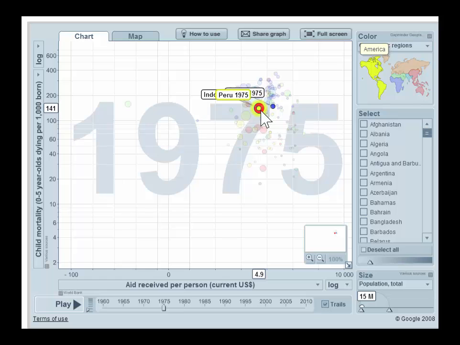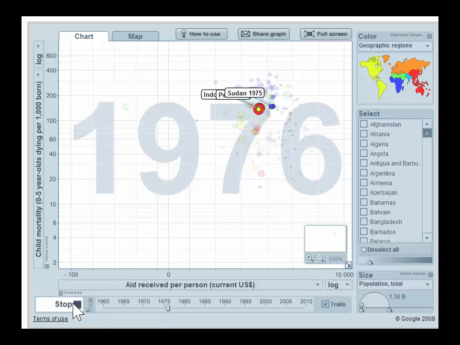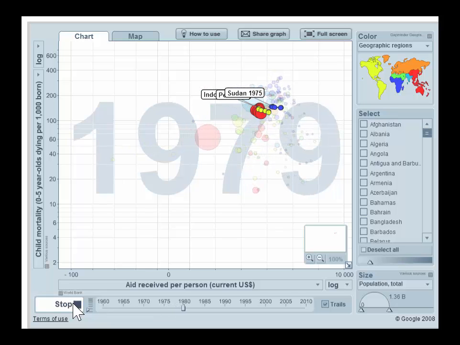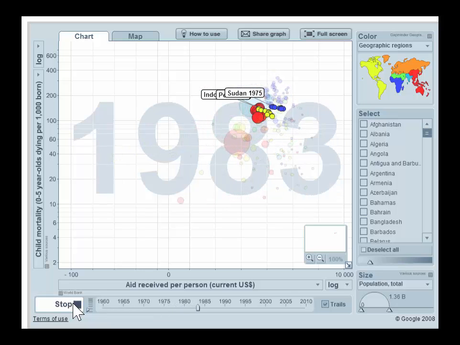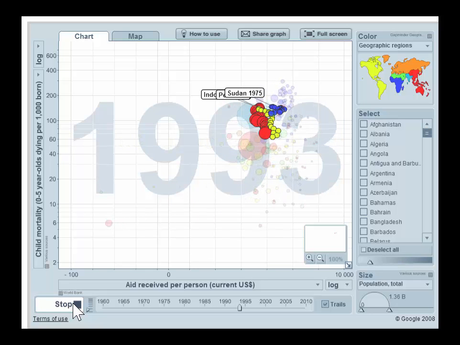Let's look at three developing nations, Peru, Sudan, and Indonesia. All have relatively the same infant mortality rates in 1975, with Indonesia and Peru at 141 per 1,000 and Sudan at 148. Peru and Indonesia make significantly better improvements than Sudan in child mortality rates, but also receive noticeably less aid.